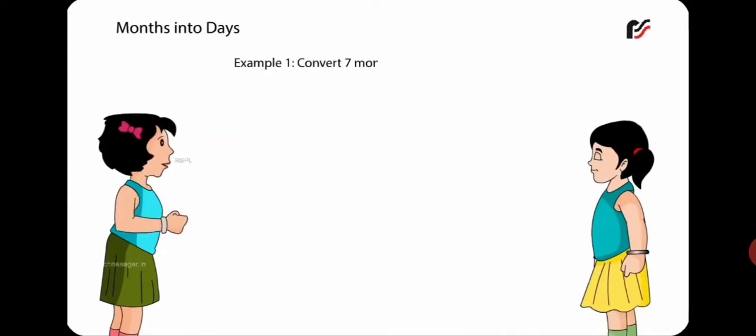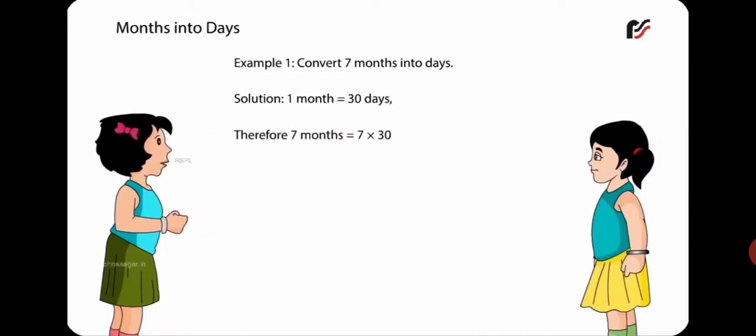Example, convert 7 months into days. Solution, 1 month equal to 30 days, therefore 7 months equal to 7 into 30 days is equal to 210 days.